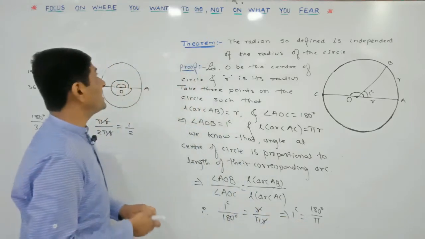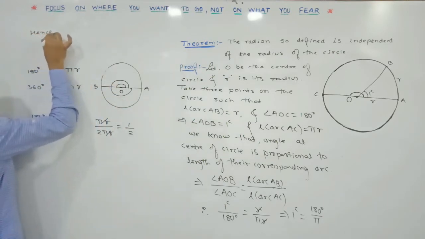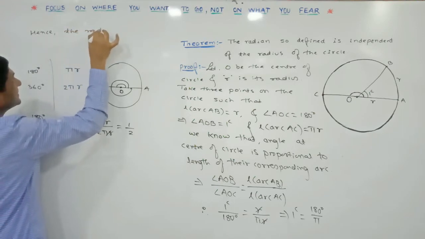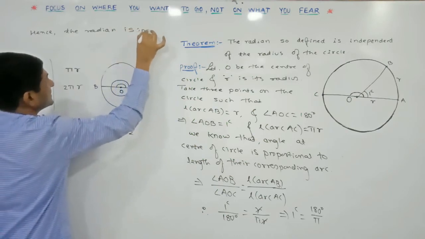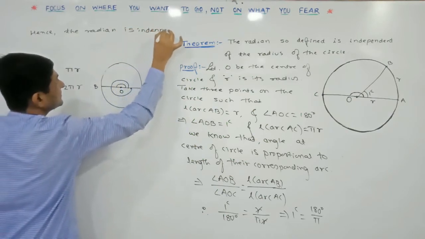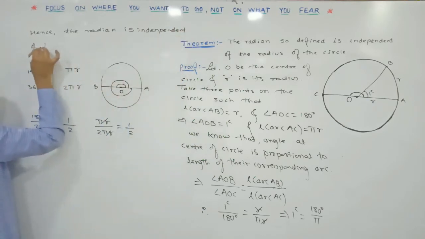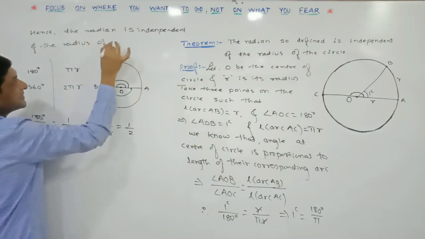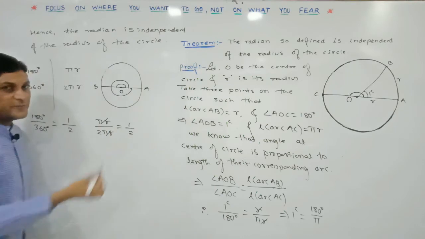That's why we can say that, hence, we can conclude that radian is independent of the radius of the circle. And this completes the proof of this theorem.